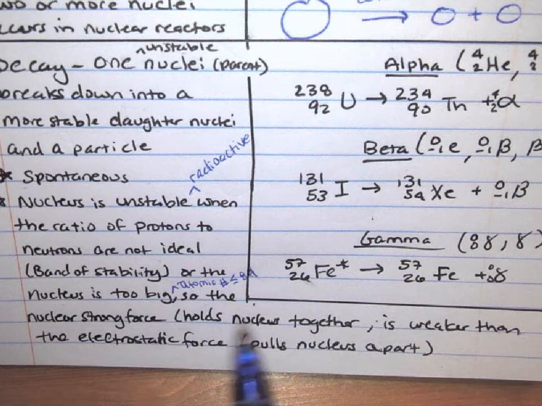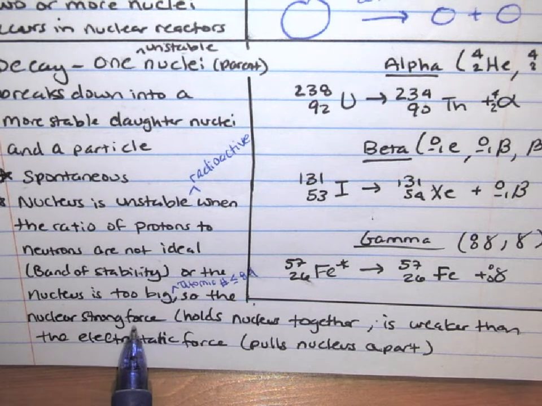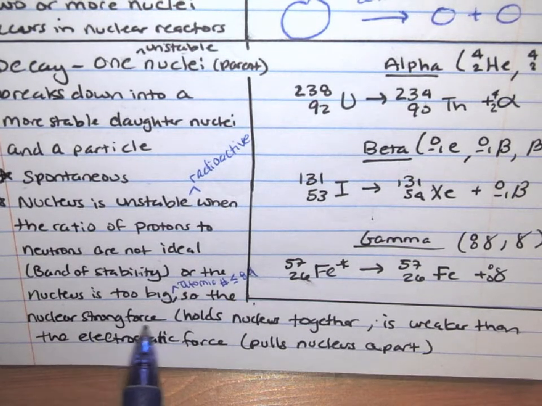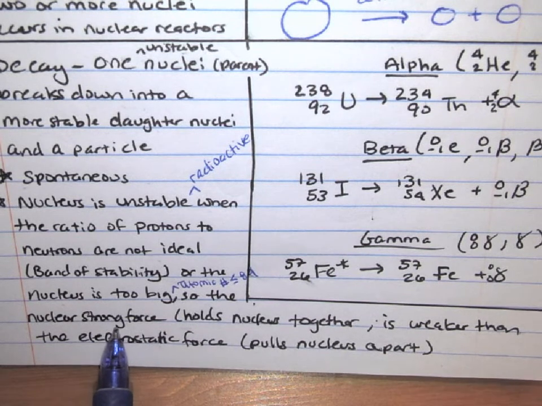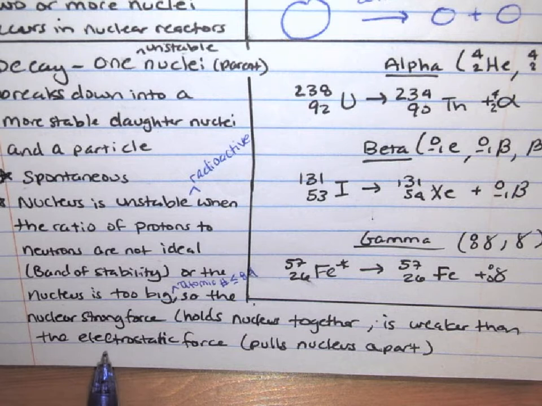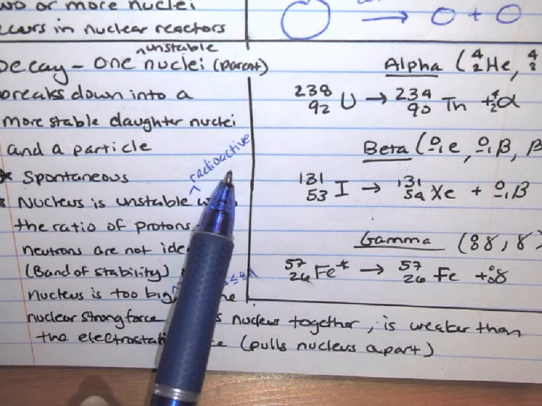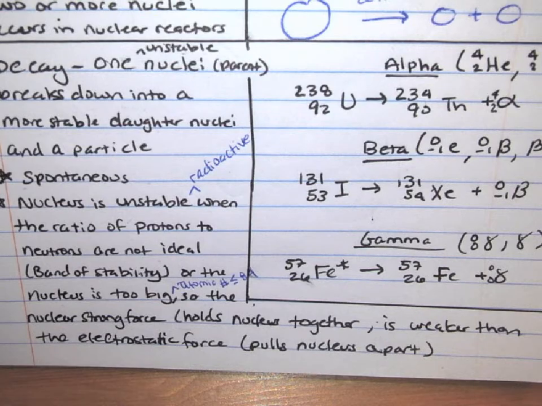Okay, and so why does this happen? There are two forces in the nucleus, as you saw in the video: nuclear strong force, which holds the nucleus together, and the electrostatic force. So if the nuclear strong force, which holds it together, is weaker than the electrostatic force, then you're going to have an unstable or radioactive nucleus.